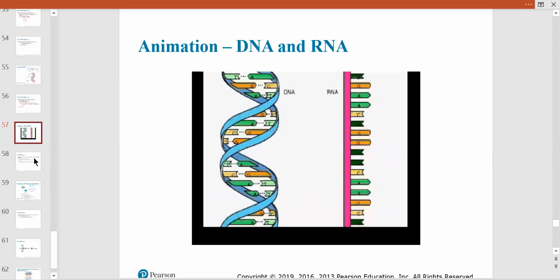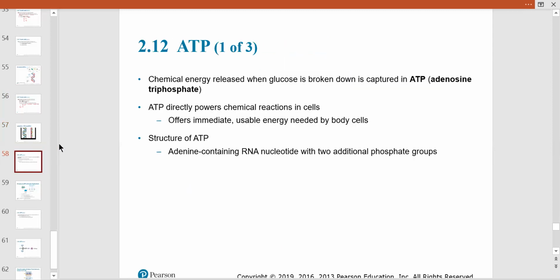So this is a really good animation. I like this. Genetics is tough. The whole genetic part of it is kind of tough.